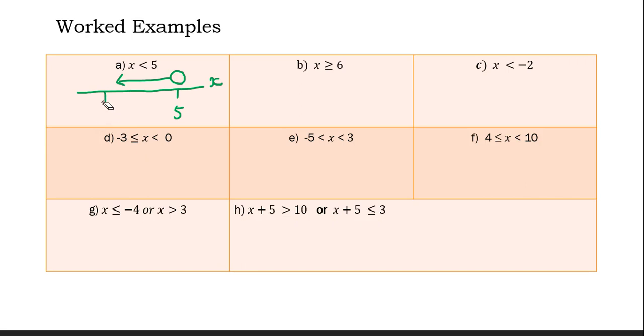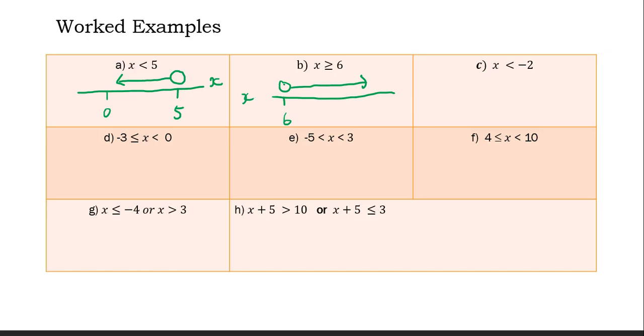Not necessary though, okay? But let's just do it for this one. Next one, x is greater than or equal to 6. So in this case, drawing a number line, it's saying that x is greater than or equal to 6. So drawing a number line, I'm going to put 6 here. The reason why I want to put it here is because I'm focusing on all the numbers bigger than 6.